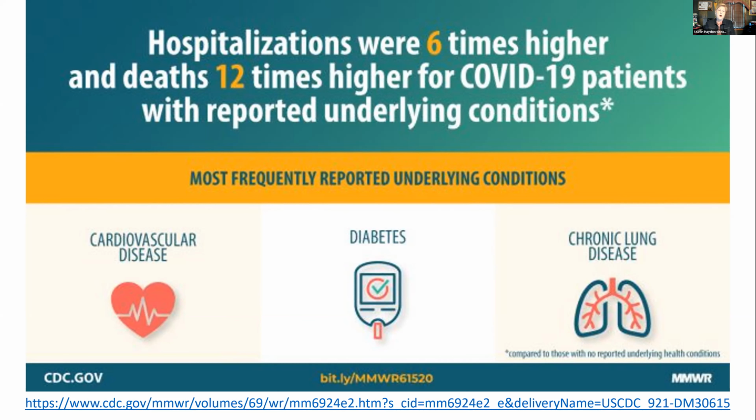32% of the people hospitalized had cardiovascular underlying disease, 30% had diabetes, and 18% had chronic lung disease. So I want to emphasize these comorbidities that our patients have, so that they understand that it's really important for them to protect themselves.